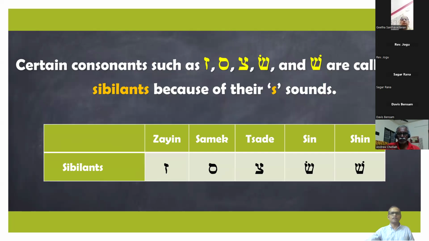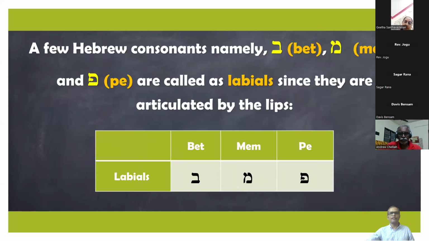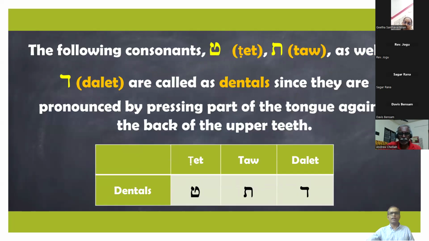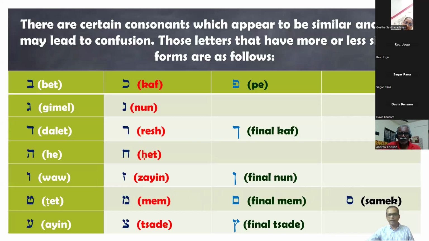Five letters are called sibilants: Zain, Samak, Sade, Sin, and Shin, because of the S sound. And three letters are called labials because they are pronounced using lips: Bet, Mem, Pe. The last one is dentals: Tet, Tau, and Dalat.